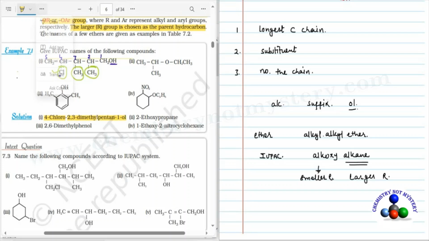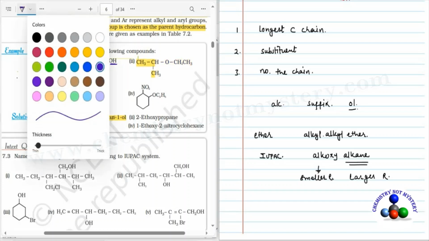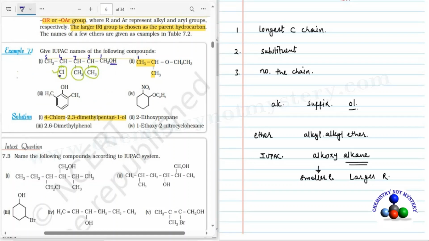Now come to the next example. Here the functional group is ether. And on one side a 3 carbon long chain and on the other side a 2 carbon long chain. So the 3 carbon long chain will be the parent chain. Now number the chain. So this is 1, 2 and 3. At second position an ethoxy group is bonded to propane. So the name of this molecule will be 2-ethoxy-propane.